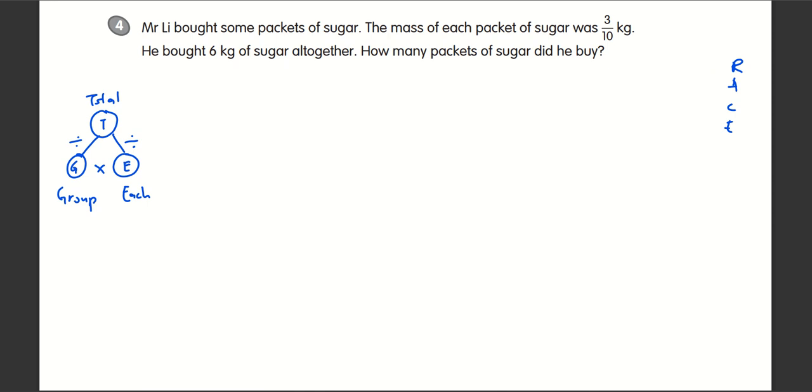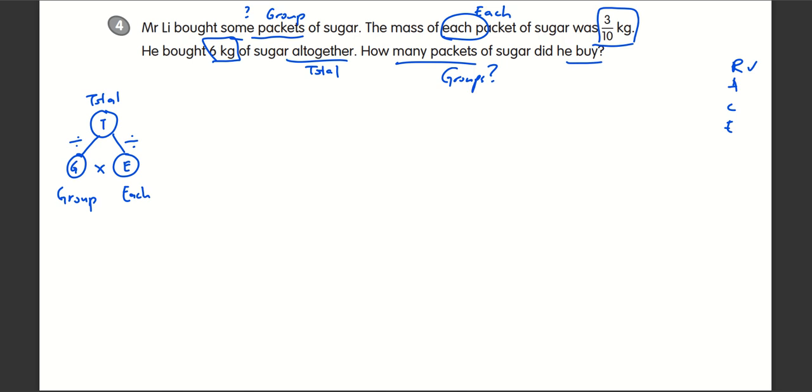So Mr. Lee bought some packets of sugar. So this is some packets. The word packets tells you that it's got to do with groups, but we don't know how many packets. The mass of each packet, here's the word each, was 3/10 kilogram. And then he bought 6 kilograms of sugar altogether. Here tells you it's total. So you have the keywords given. The packets is a group related keyword, and then how many packets? So you're looking for a group.